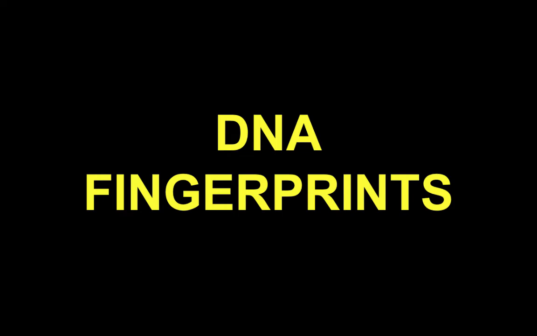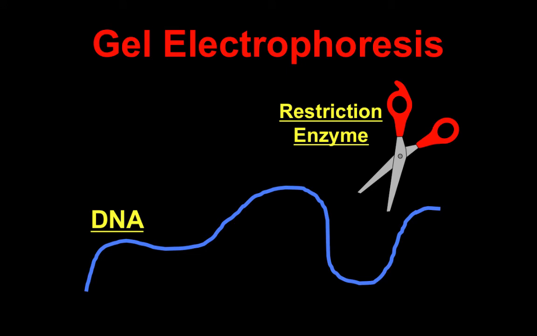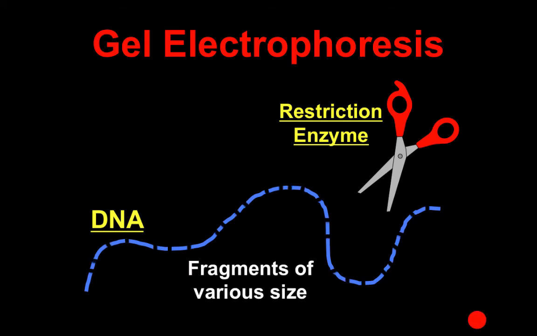Finally, let's look at DNA fingerprints. So remember, in order to make these, we're going to use gel electrophoresis. And in this process, we're going to take DNA. Again, we're going to use restriction enzymes, and we're going to cut the DNA up to make fragments of various size.